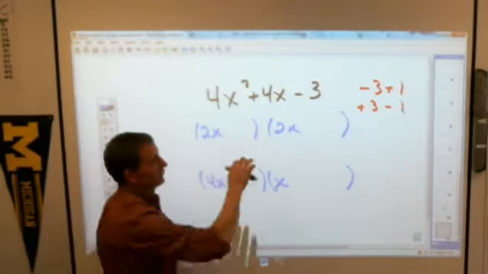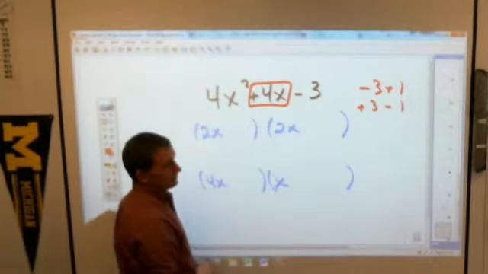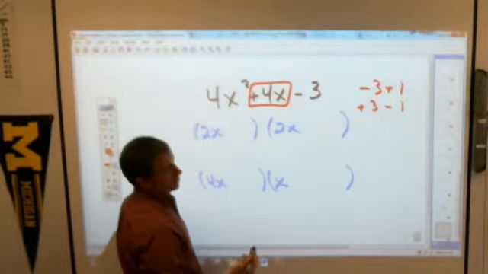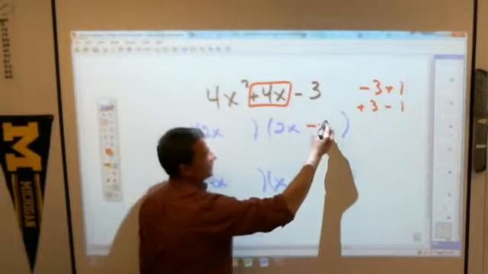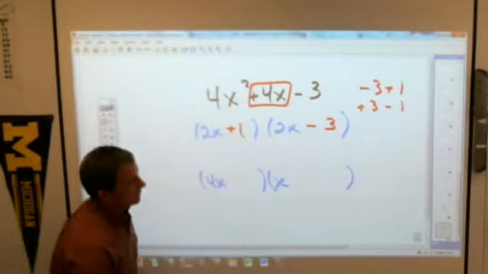Knowing that you've got to get a +4x middle term, that's the key. So let's just trial and error. What if I put a -3 here and a +1 there? What do I get?